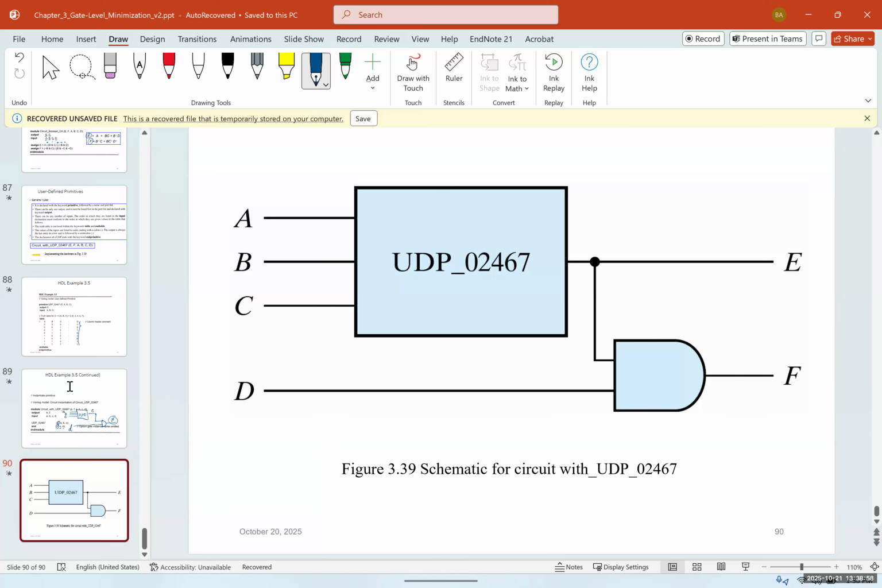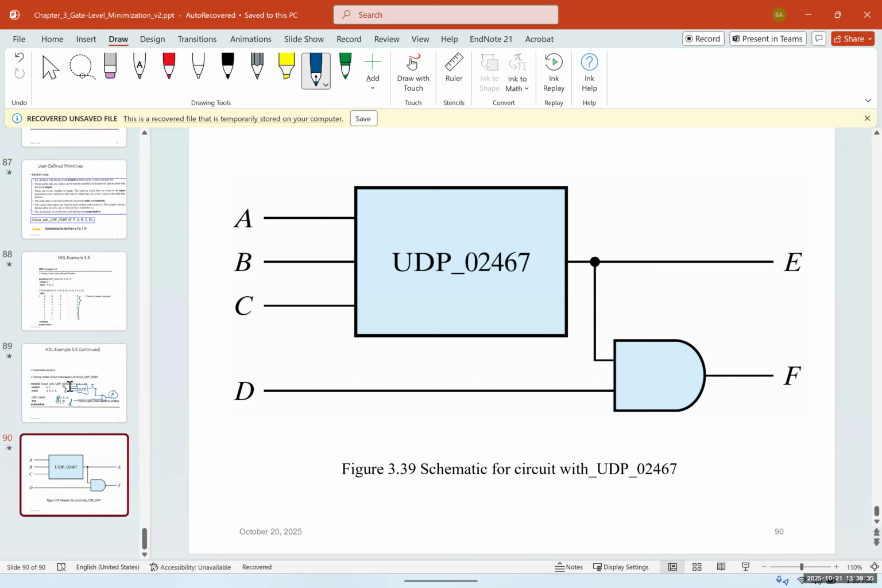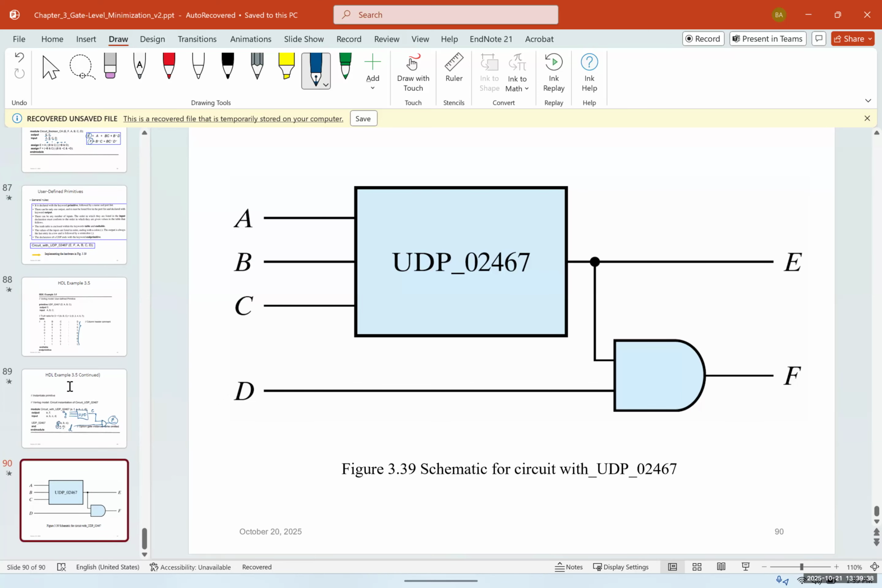So these user-defined primitives, it's like a gate or a black box that has been determined before. You can imagine you put a 3-input XOR gate in here. We already know what the inputs are, the outputs are. It's like you have an IC that you know for which inputs gives you what output. And it's already in the library of the HDL. So what you can do, you can build a huge circuit, for example, and save it as a UDP, and then simply use this block to give it an output to another AND gate. Okay, so this concludes the gate level minimization chapter.